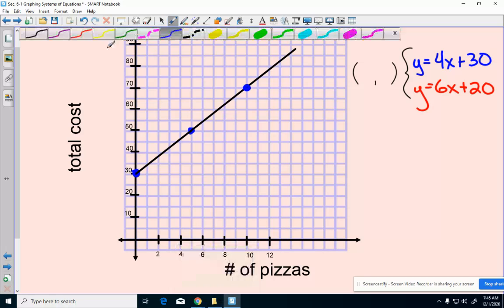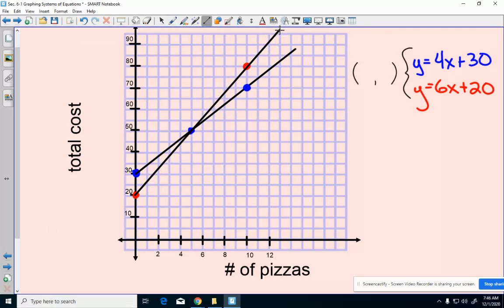Now, if I did the same thing with the red equation, it starts at 20. And in this situation, there's $6 a piece. So if I bought 10 pizzas, that'd be an additional $60. So from 20, I'd be up to 80. So that's going to meet right there. That would be a second ordered pair. If I lay that out there, it looks like they're going to cross right there at that blue dot.